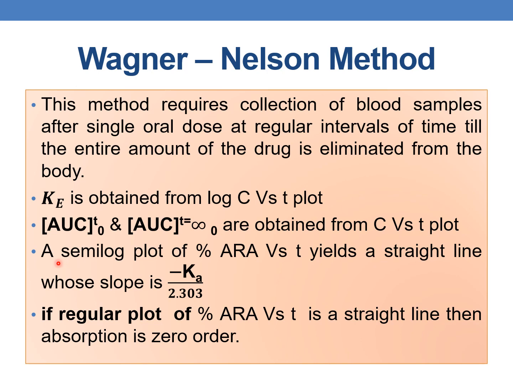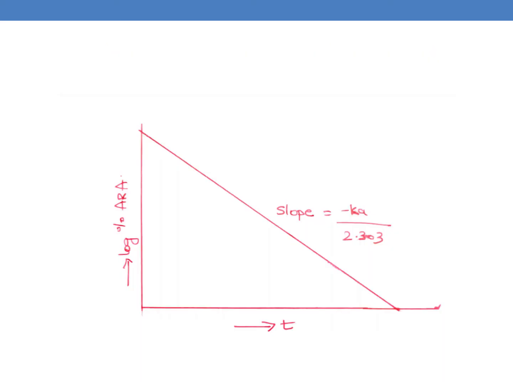A semi-log plot yields a straight line whose slope is equal to minus Ka by 2.303. And if a regular plot of percent ARA versus t is a straight line, in such a case the absorption is zero order. So this is the semi-log plot of log percent ARA versus t. This yields a straight line whose slope is equal to minus Ka by 2.303. By this, you can calculate the absorption rate constant using Wagner-Nelson method.